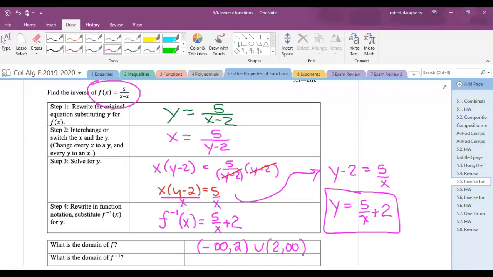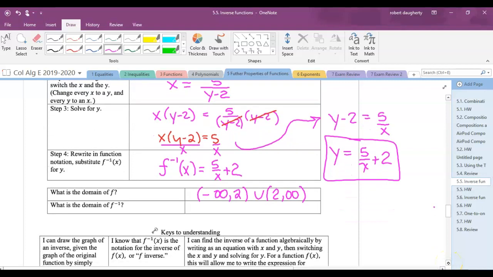If x were 0, this is undefined. So x cannot be 0 in the inverse. How do I write x cannot be 0 in interval notation? Yeah, negative infinity to 0 and 0 to infinity. So the domain of f is negative infinity to 2, 2 to infinity. The domain of the inverse is negative infinity to 0 and 0 to infinity.